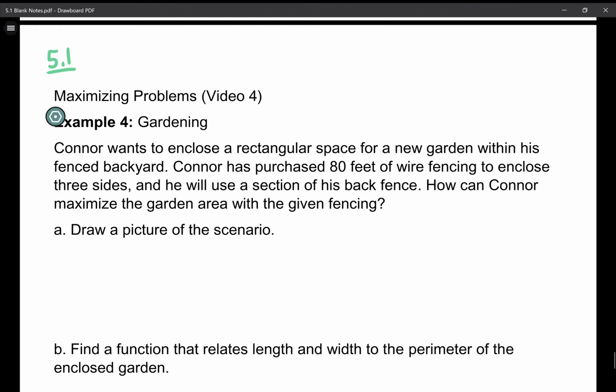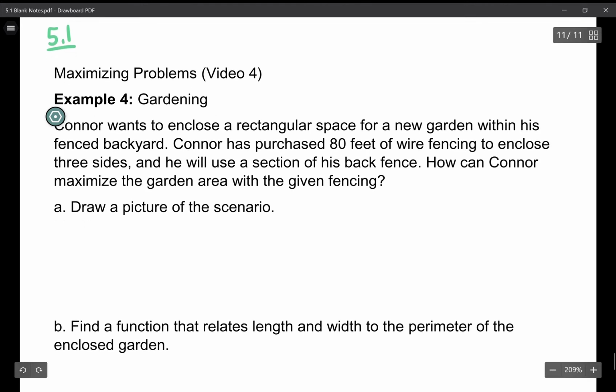All right, so Connor wants to enclose a rectangular space for a new garden within his fenced backyard. Connor has purchased 80 feet of wire fencing to enclose 3 sides, and he will use a section of his back fence as the 4th side. How can Connor maximize the garden area with the given fencing?